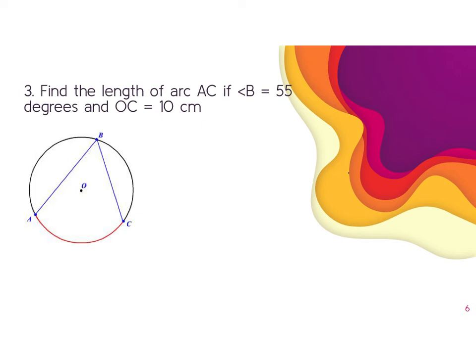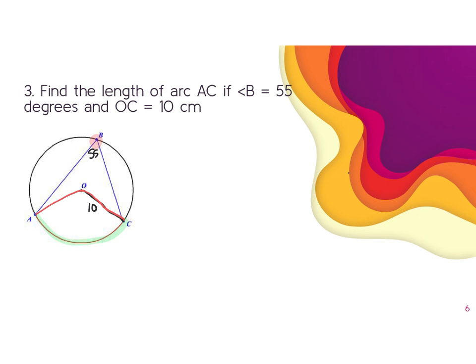Our next example, find the length of arc AC. So this one here, if the angle B is 55 degrees, and OC is 10. So this length here is 10. And some of you might be like, great, I'm going to do 55 out of 360. And you'd be so close, but you have to remember that the inscribed angle, so that angle on the circle right here, is half as big as our central angle here. And I need my central angle to deal with the arc length.